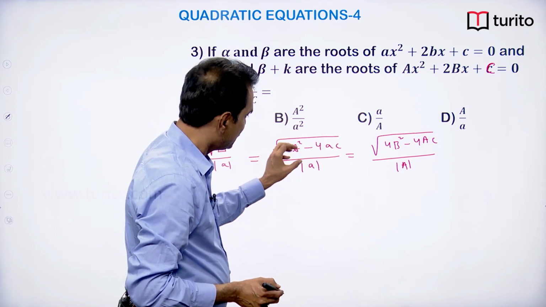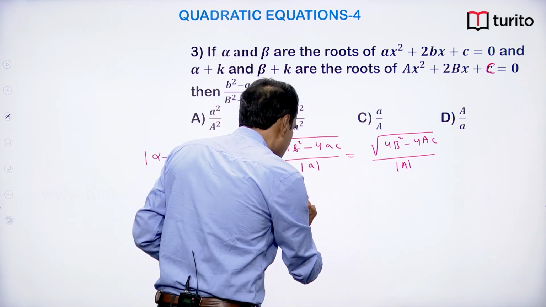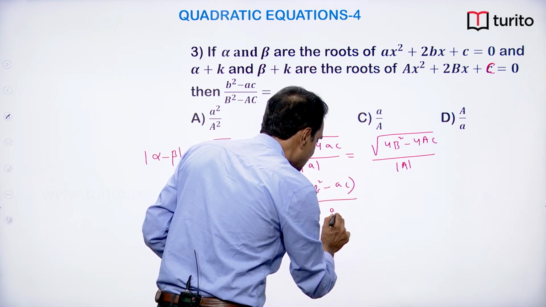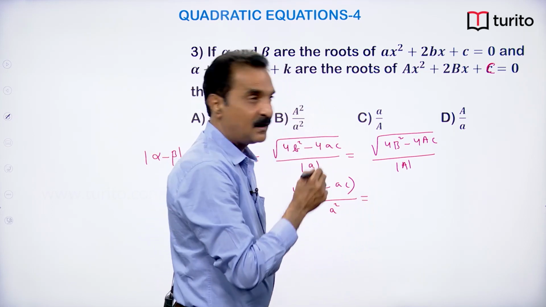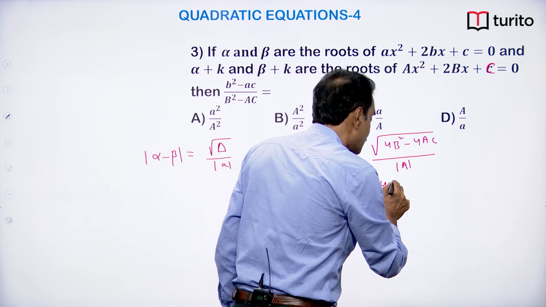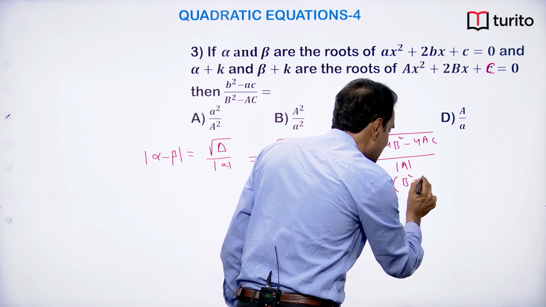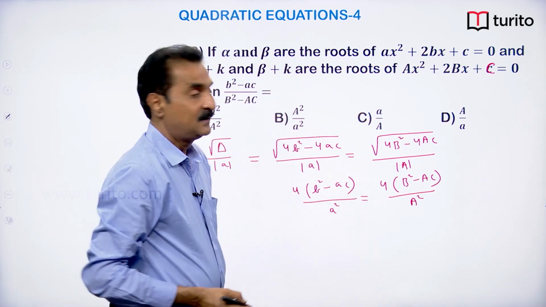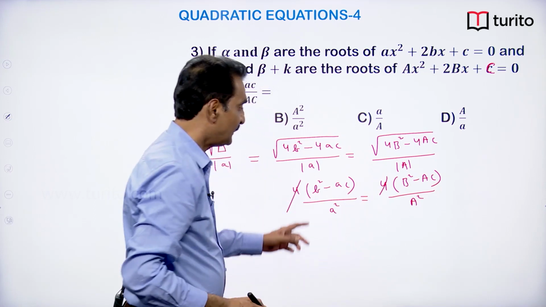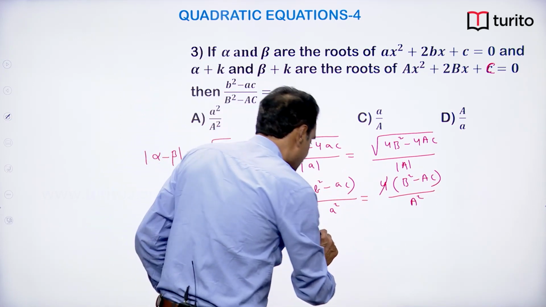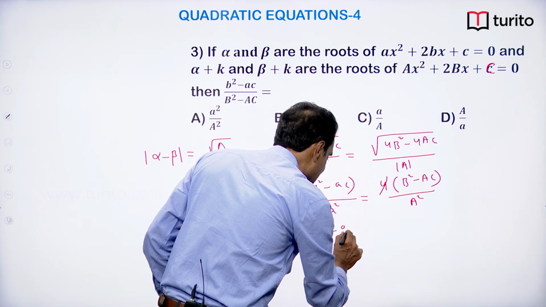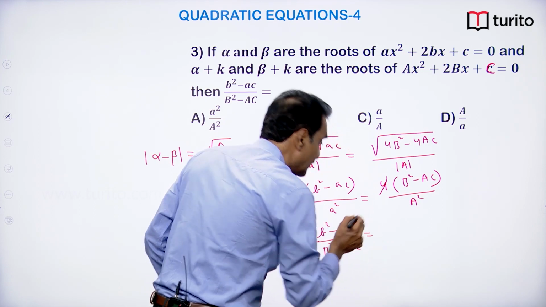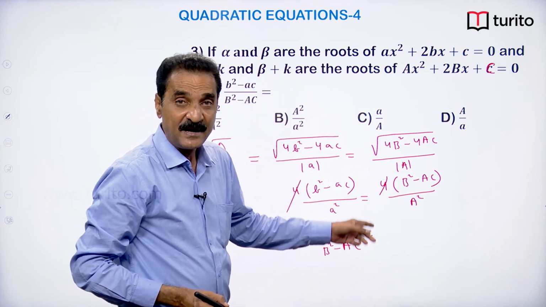Cancel the square roots, squaring on both sides, you will get 4 into b square minus ac by a square is equal to RHS, 4 is common, 4 into capital B square minus capital A capital C by capital A square. Now, cancelling 4 and cross multiplying, we get b square minus ac upon capital B square minus capital A capital C is equal to small a square by capital A square.